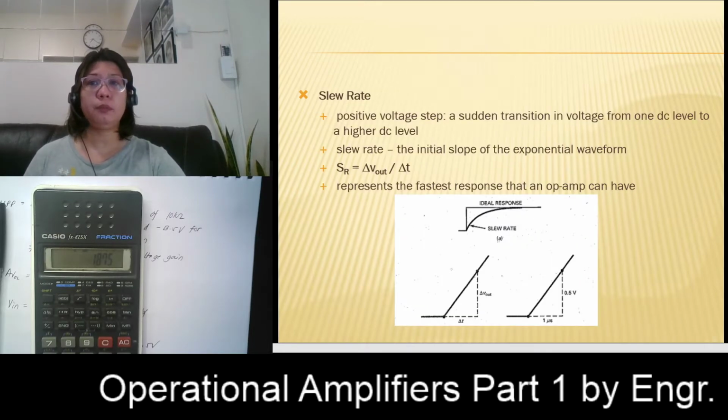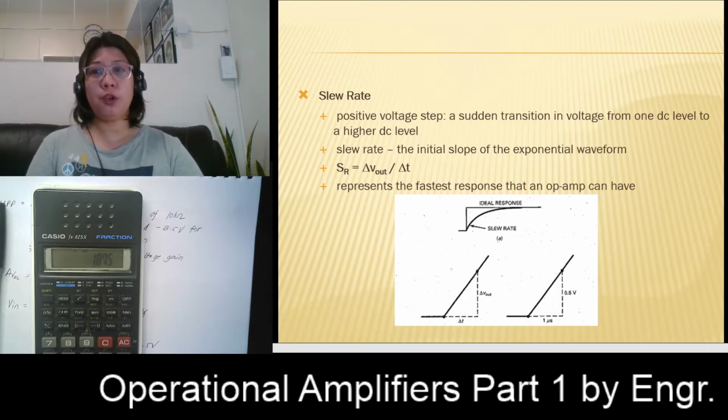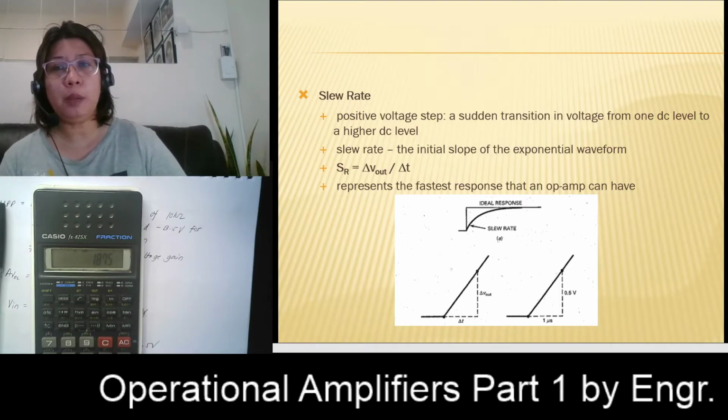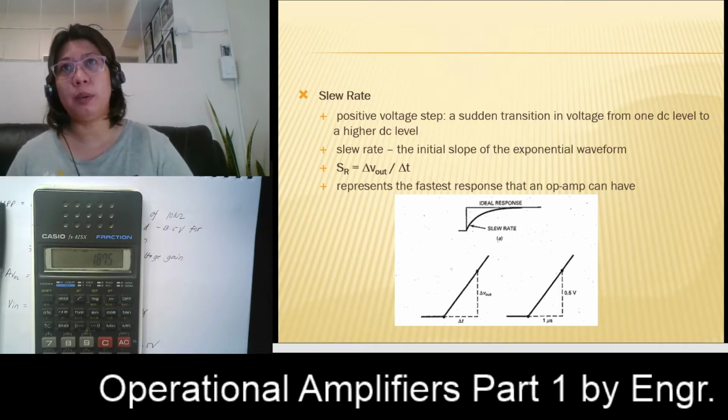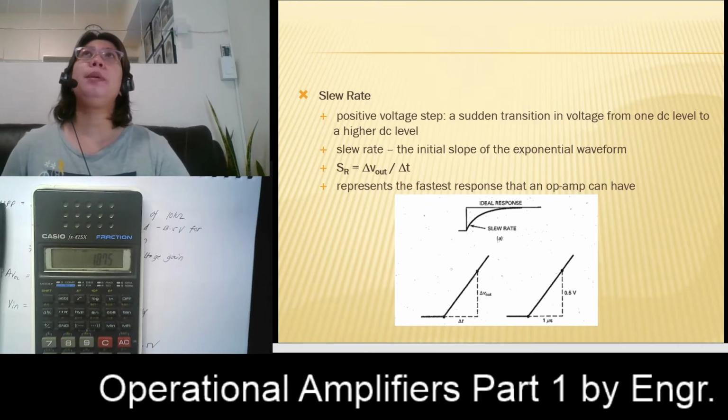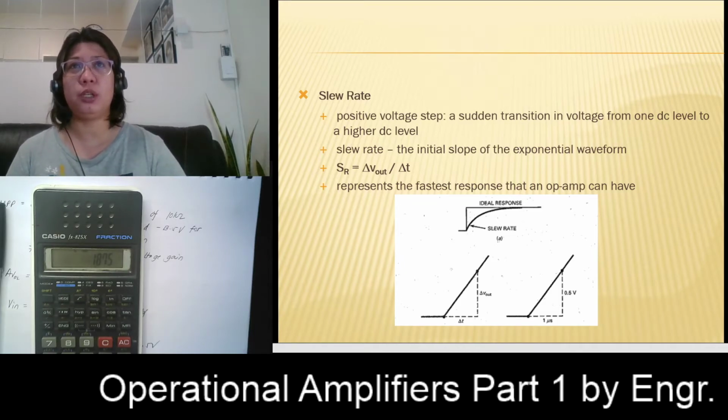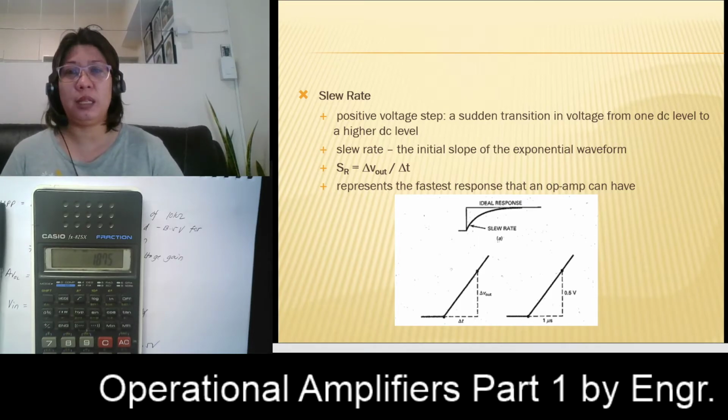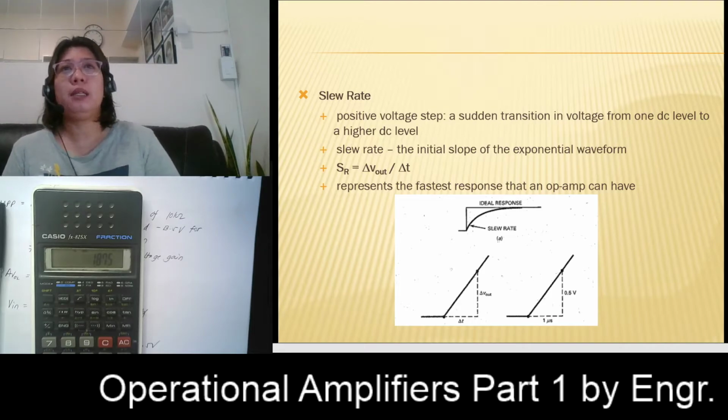Okay, so how about slew rate? So we have here a term, slew rate. Before we go to slew rate, we have to remember a while ago we talked about the compensating capacitor. Your compensating capacitor, or your CC, we needed that because it prevents oscillations that would interfere with your desired signal. However, it has a disadvantage. Since it is a capacitor, we know that it needs to be charged and discharged.